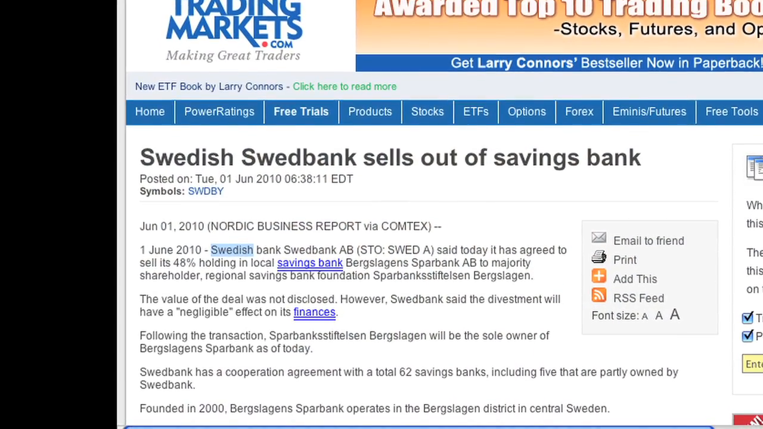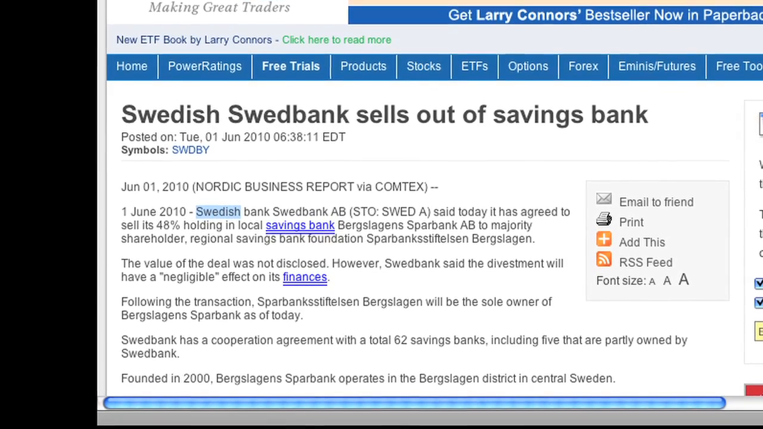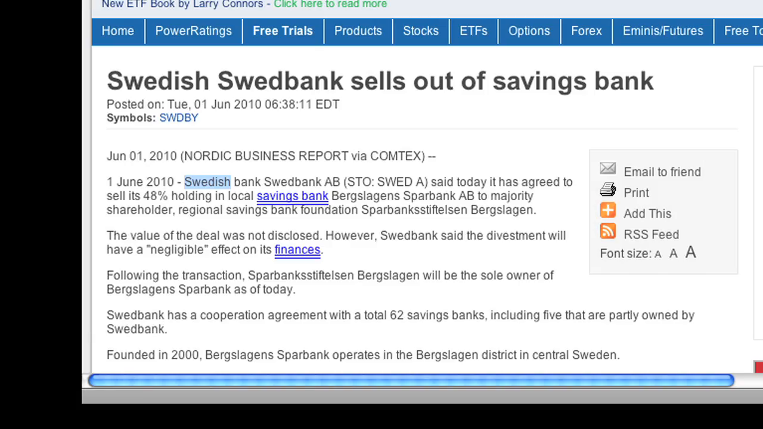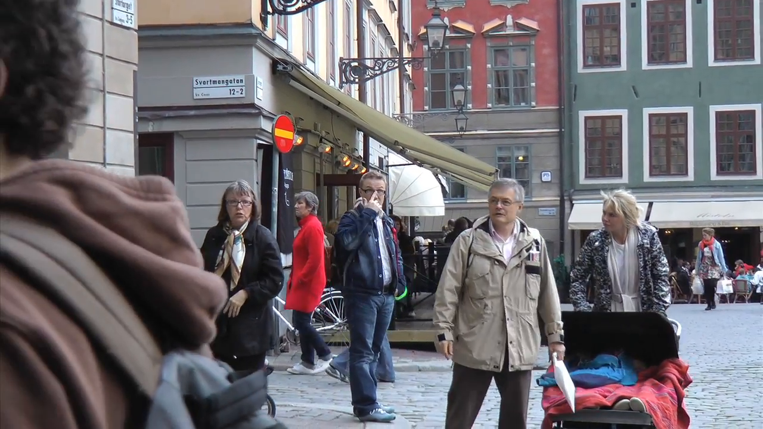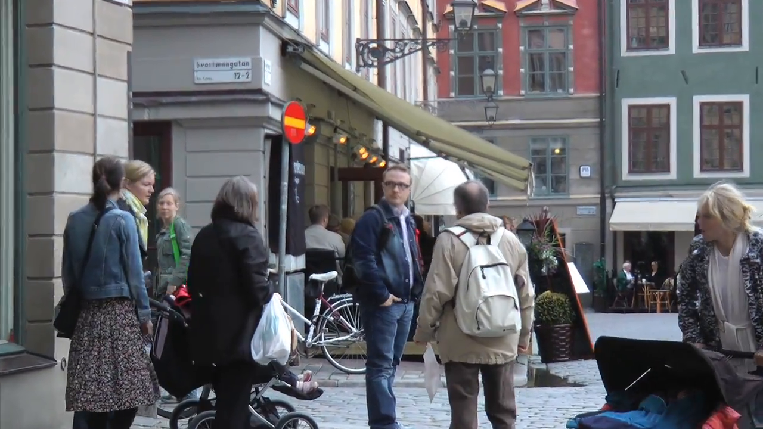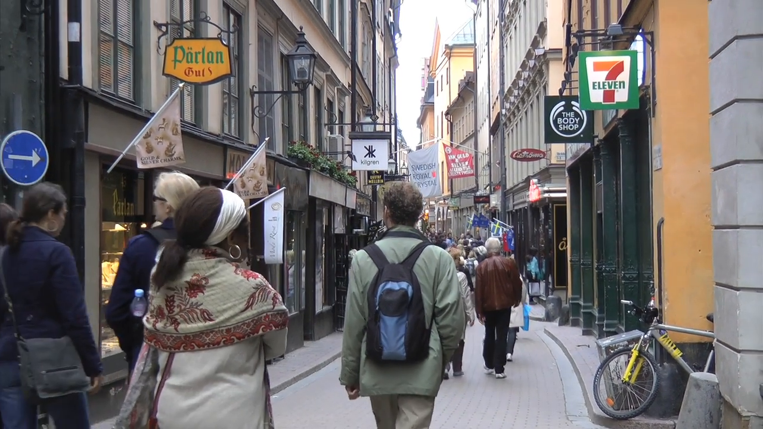Ironically, on June 1, 2010, the day after we left Sweden, Swedbank sold back all its ownership in the savings banks to their foundation. This will allow them to return to their original purpose, local economic development, because all the profits will again be returned to the local community instead of the big banks.